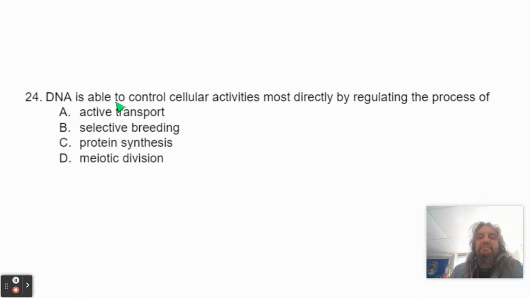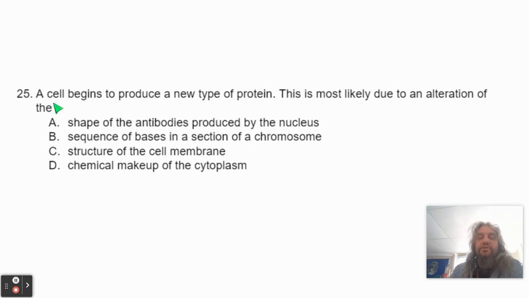24. DNA is able to control cellular activities most directly by regulating the process of A, active transport, B, selective breeding, C, protein synthesis, or D, meiotic division. 25. A cell begins to produce a new type of protein. This is most likely due to an alteration of the A, shape of the antibodies produced by the nucleus, B, the sequence of bases in a section of a chromosome, C, the structure of the cell membrane, or D, the chemical makeup of the cytoplasm.